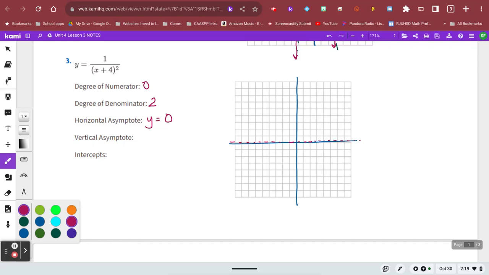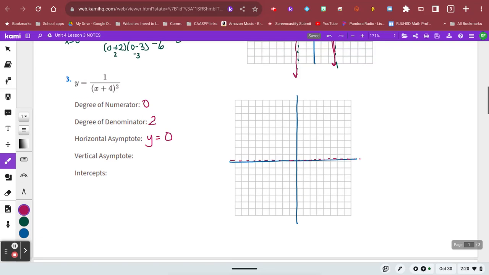Now to get the vertical, what we're going to do is we're going to take the denominator, set it equal to 0. And since it's just squared, it's going to be the same thing. So we're going to just go x plus 4 equals 0. And we subtract the 4 on both sides. It will be negative 4. So our vertical asymptote is negative 4. So 1, 2, 3, 4.